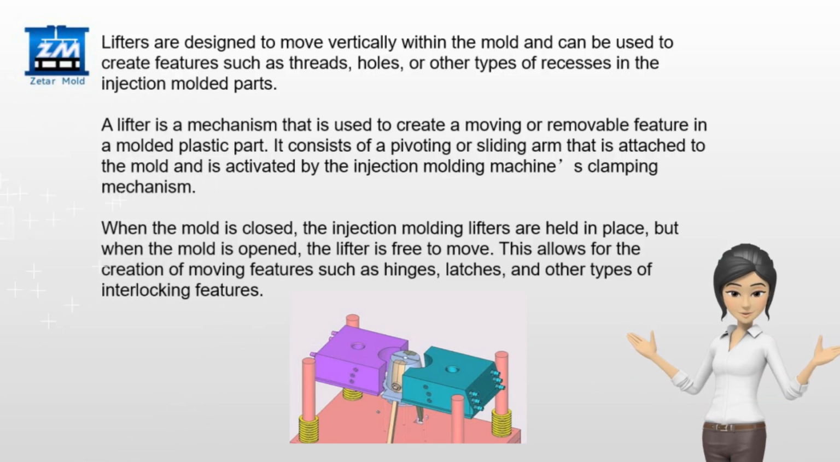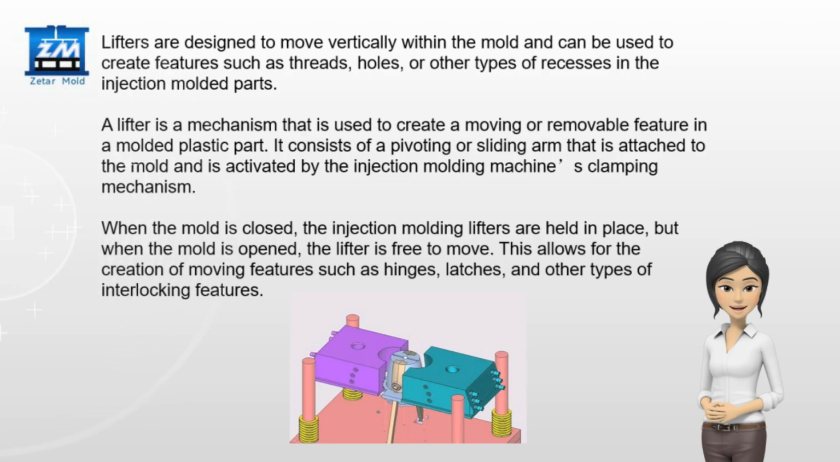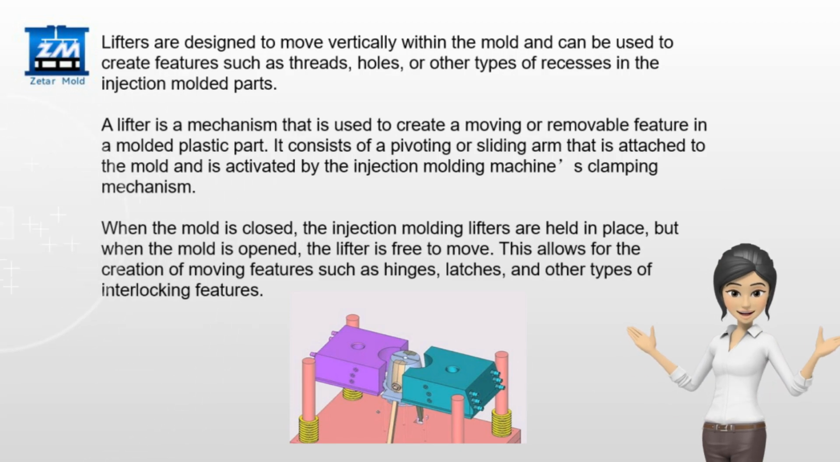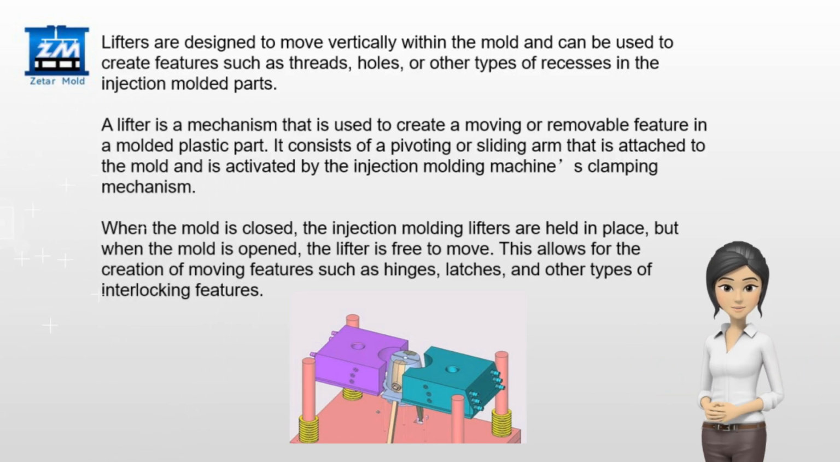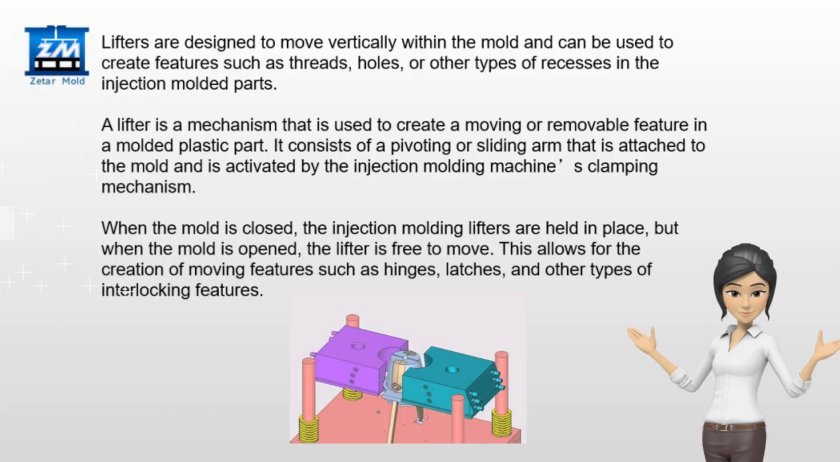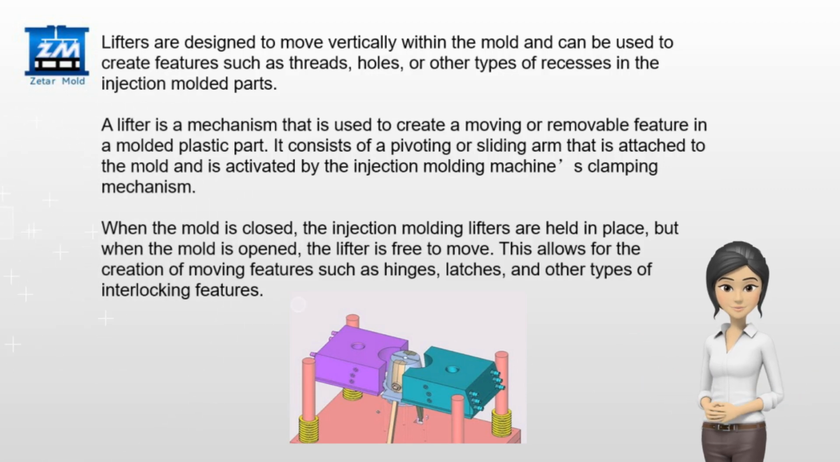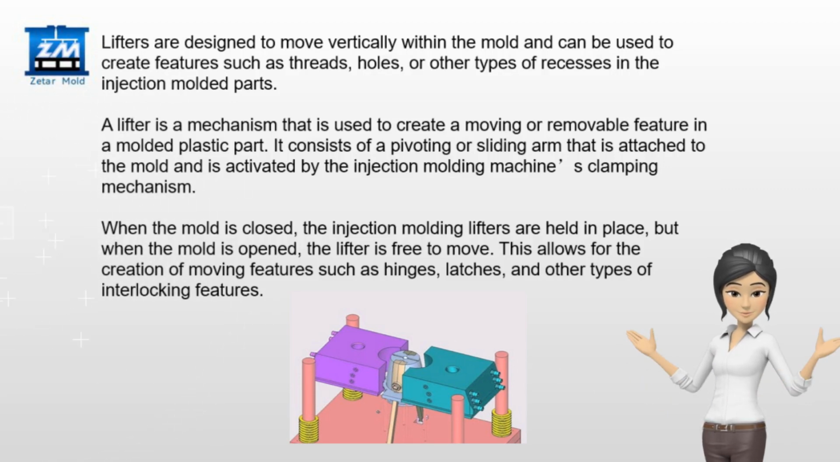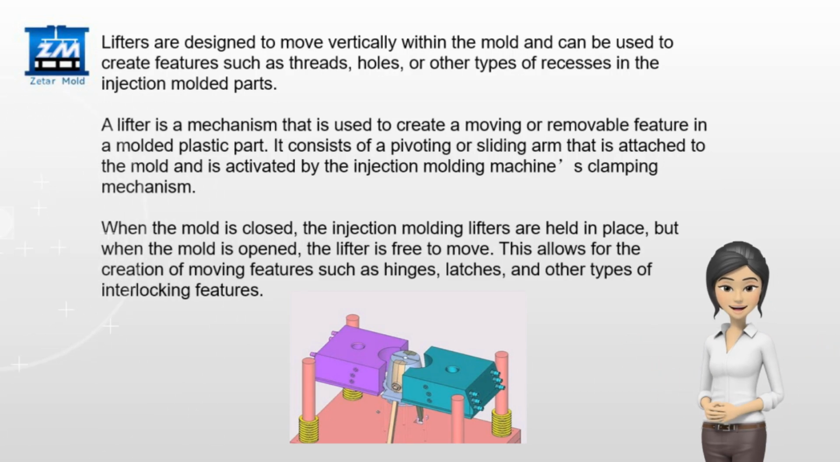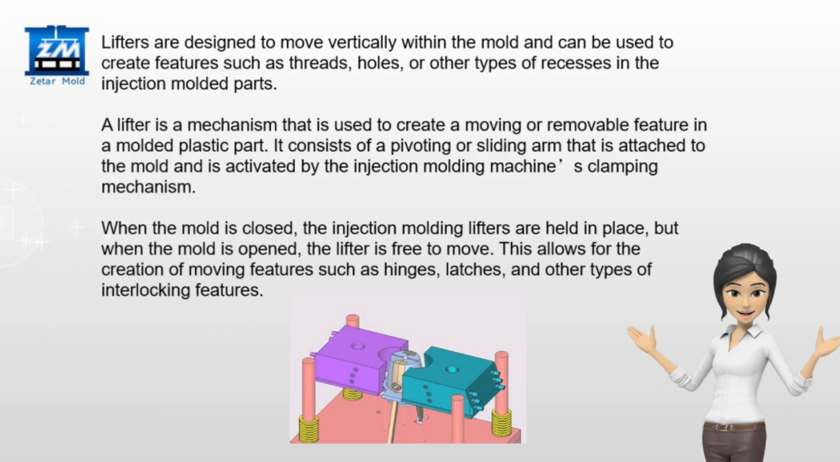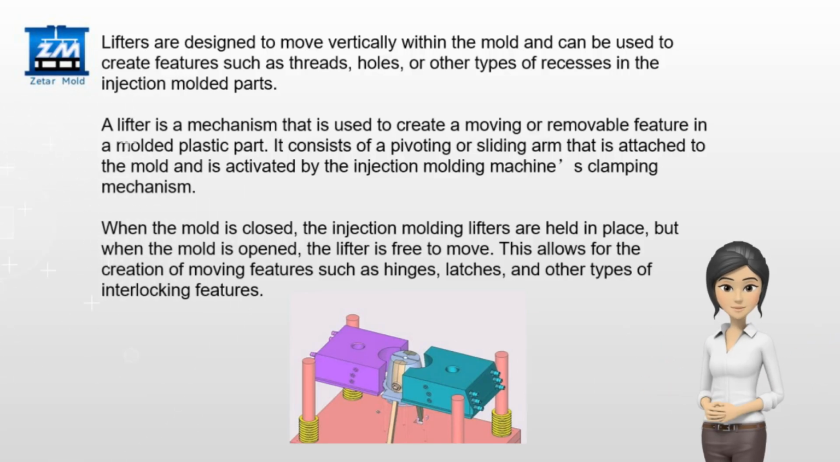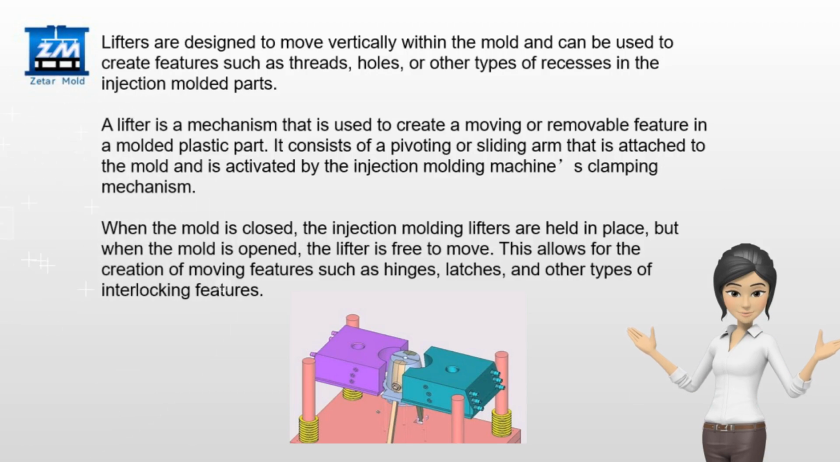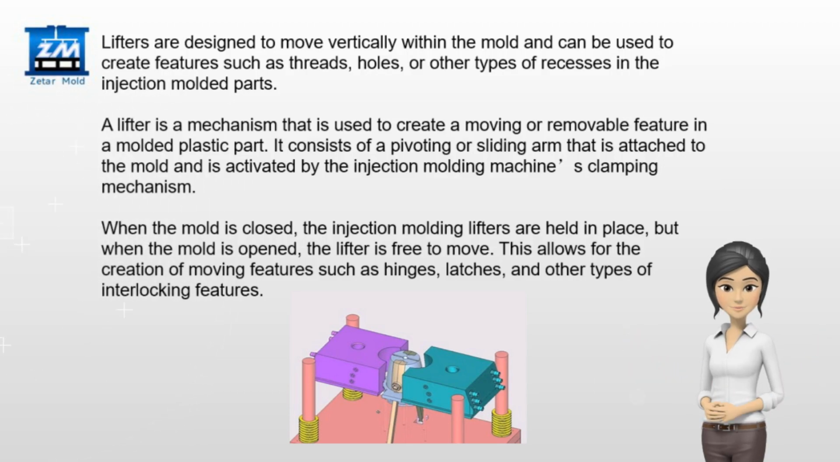A lifter is a mechanism that is used to create a moving or removable feature in a molded plastic part. It consists of a pivoting or sliding arm that is attached to the mold and is activated by the injection molding machine's clamping mechanism. When the mold is closed, the injection molding lifters are held in place. But when the mold is opened, the lifter is free to move. This allows for the creation of moving features such as hinges, latches, and other types of interlocking features.